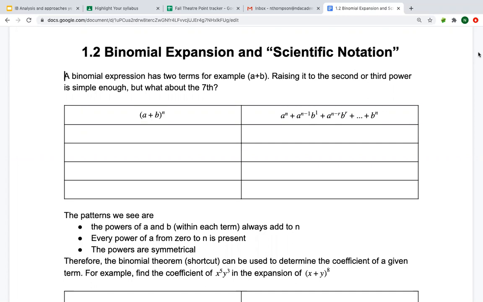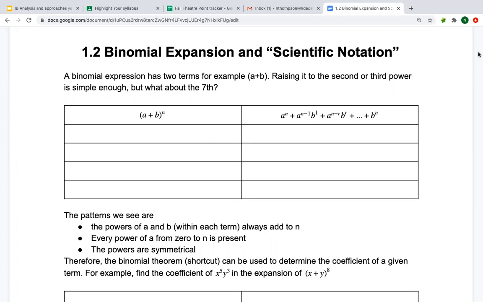Okay, so I'm going to go ahead and get started with 1.2. So now we're going to be starting with our binomial expansion. A binomial expansion has two terms, so it's either going to be a plus b or a minus b. And if I were to ask you to do something squared or to the third power, that should be pretty straightforward for you. But what if it gets to the higher powers? That gets more and more frustrating.